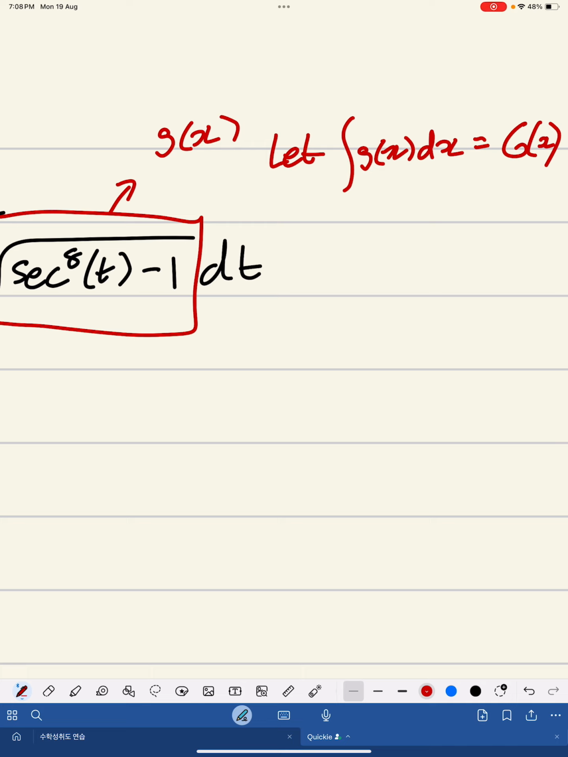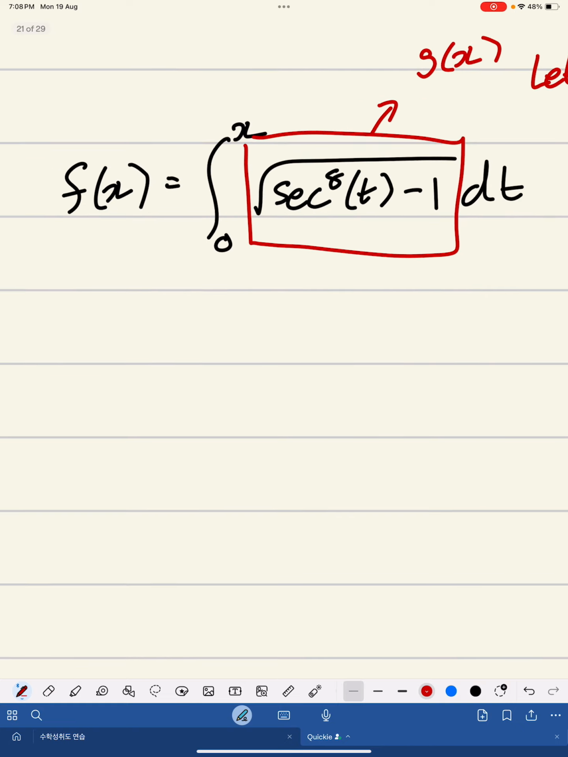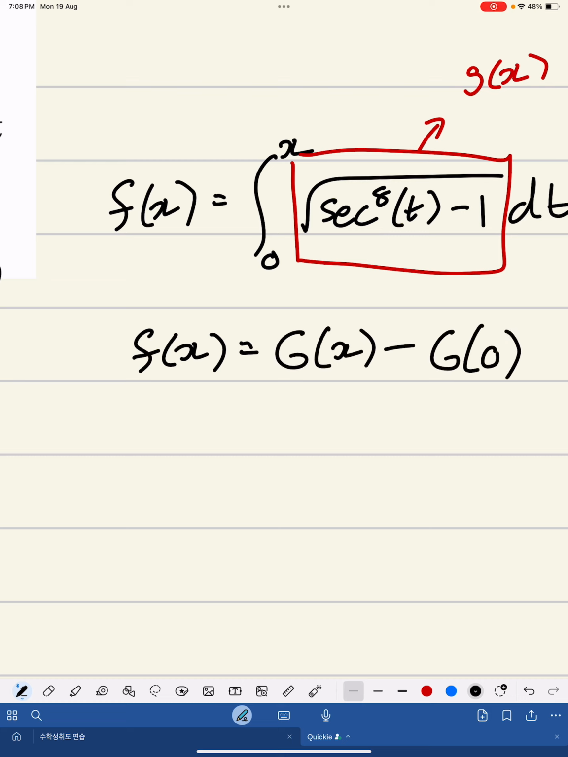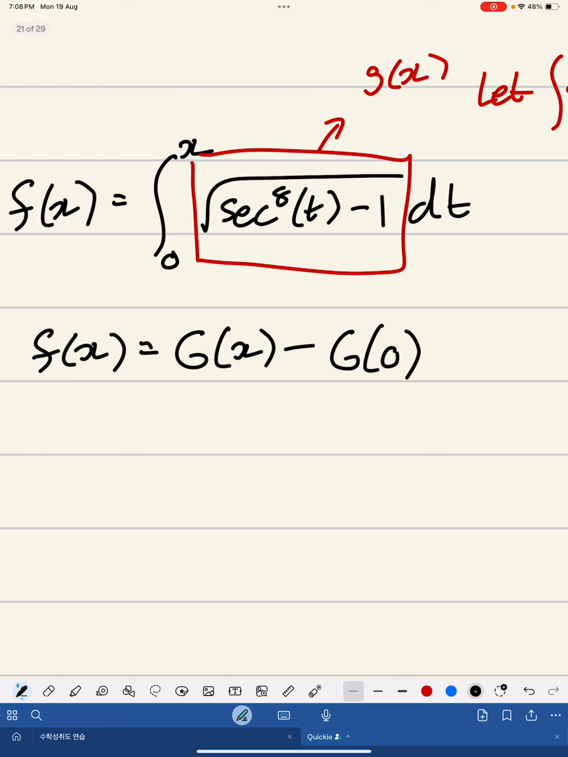This notation of capital letters and small letters representing the derivative and integral is mostly used in things like the fundamental theorem of calculus. So we can rewrite f of x as big G of x minus big G of 0, because that is the definition of what an integral is by the fundamental theorem of calculus.